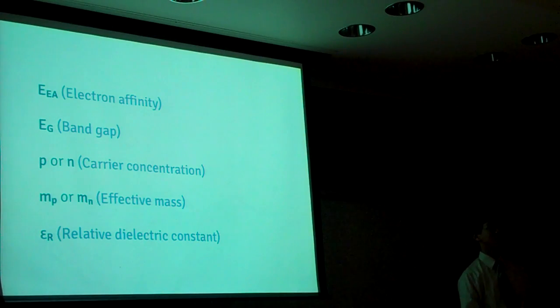Next, we want carrier concentration, which is the concentration of carriers, which are either electrons or electron holes. And this is expressed in a density, so carriers per unit volume. We also want the effective mass, which is like mass, but it also takes into account the effects of the crystal on the electrons or electron holes as they move through the material. And finally, we want the relative dielectric constant, which describes how the material responds to an electric field.